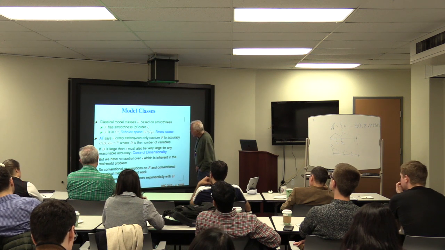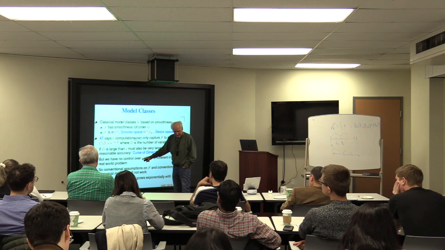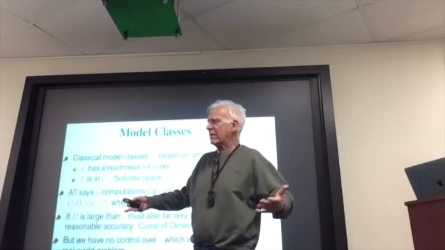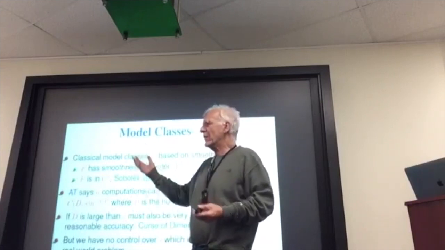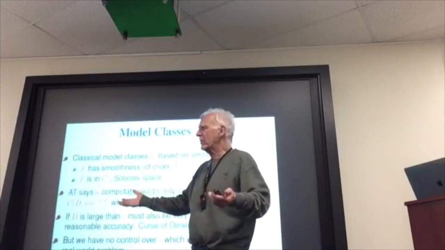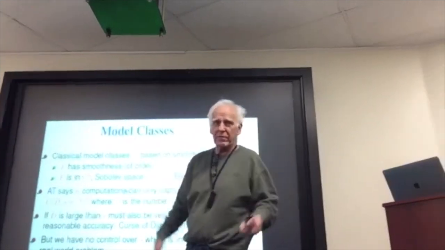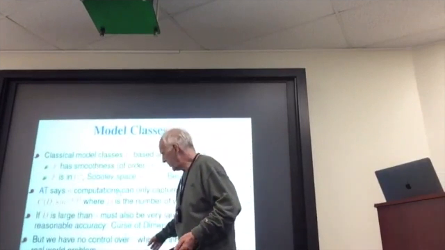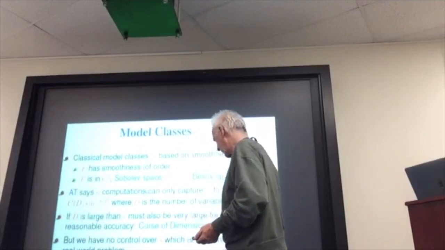And usually we don't have control over s. Whatever the problem is tells us what s is. We don't get to choose s. We're solving a differential equation, and the solution has some regularity theorem that says the function has 3 derivatives. That's it. s is 3. So we're stuck there. So this is the curse of dimensionality.